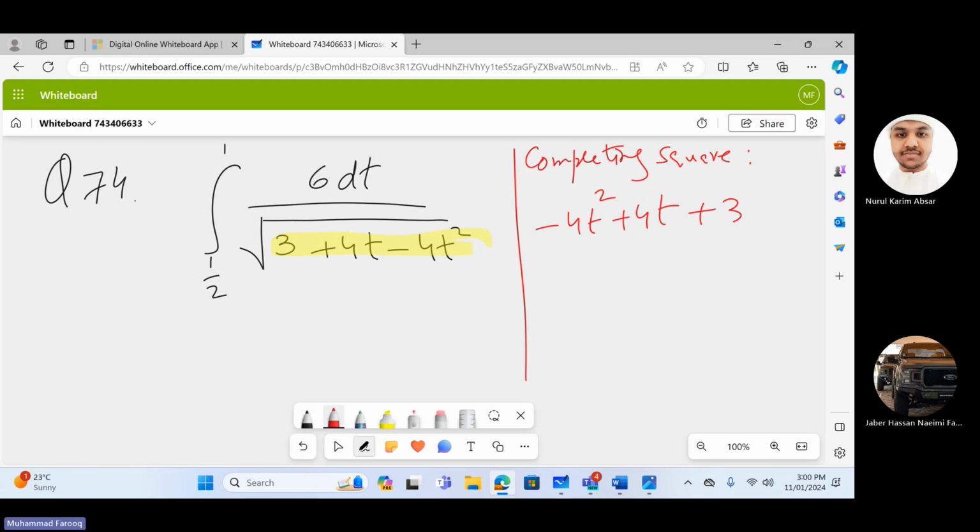Start the completing square method. Step 1: take the common factor. For completing square, the coefficient of t squared must be 1. So how do I make minus 4 into 1? Take minus 4 as a common factor. So it becomes t squared, and minus 4 divided by minus 4 is t, and then minus 3 by 4.